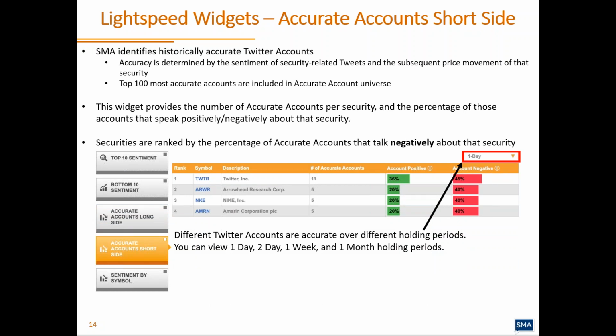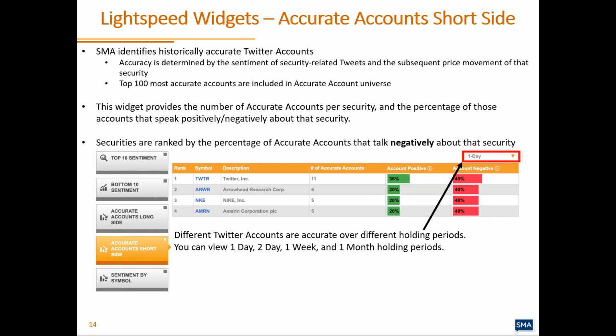Okay, great. Accurate account short side. Not the best for a Twitter presentation, but at this point in time, of the accurate accounts, 36% were positive on Twitter, 45% were negative, and the rest were neutral. So on this particular day, Twitter, Arrowhead Research, Nike, and Amarin Corporation were stocks that the most accurate accounts were talking specifically negatively about.